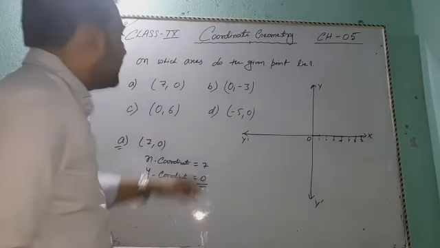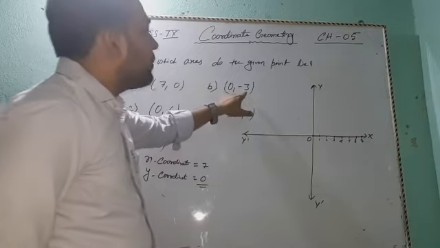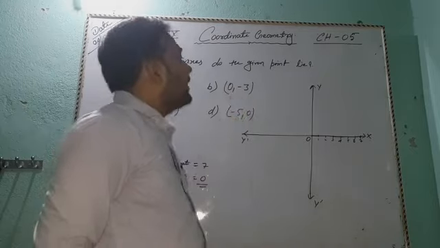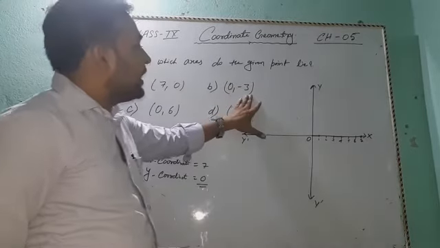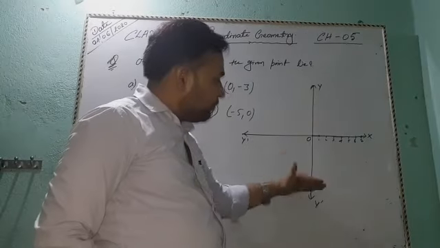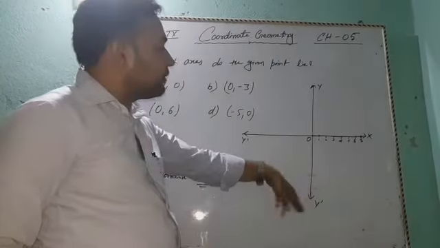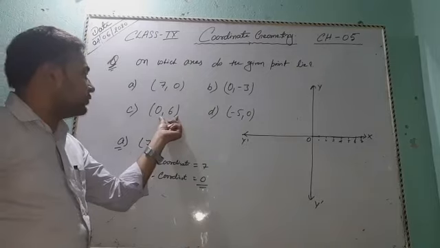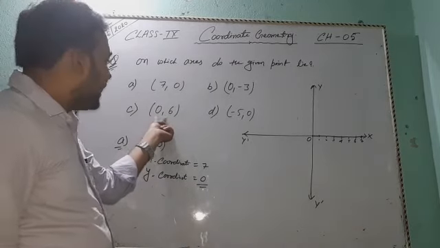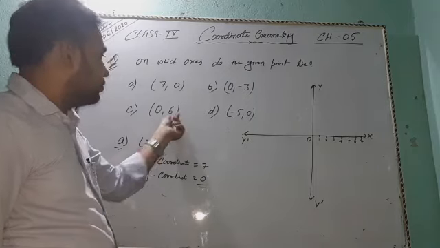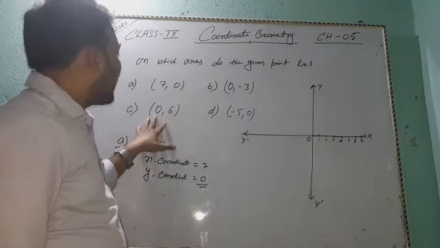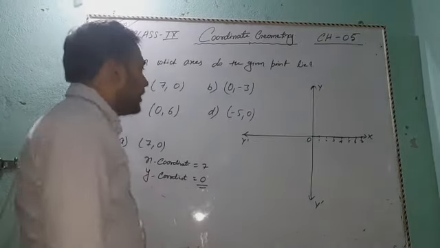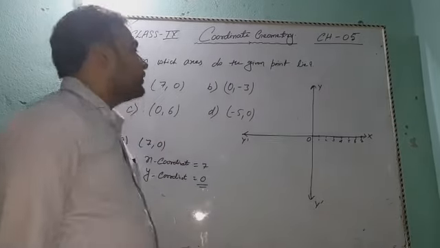Okay, and the point (0, minus 3). The ordinate is minus 3 and the abscissa is 0. Then we say that (0, minus 3) lies on the y-axis, in the downward direction from the origin. See (0, 6). The x coordinate is equal to 0 and the y coordinate is equal to 6. Then we say that the point (0, 6) lies on the y-axis. Okay. And (minus 5, 0) lies on the x-axis.